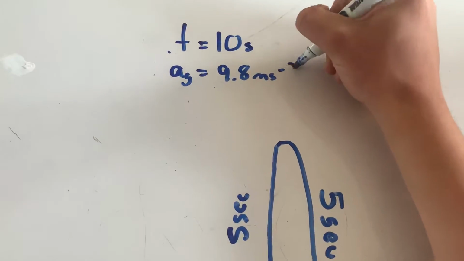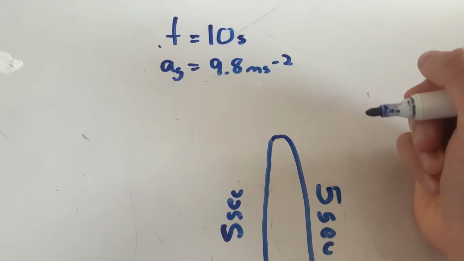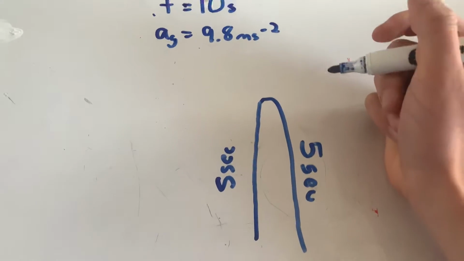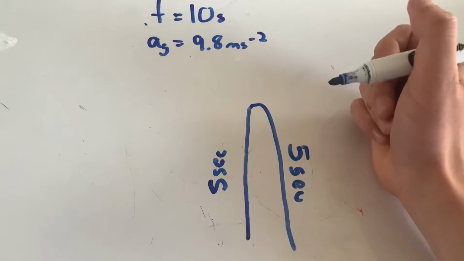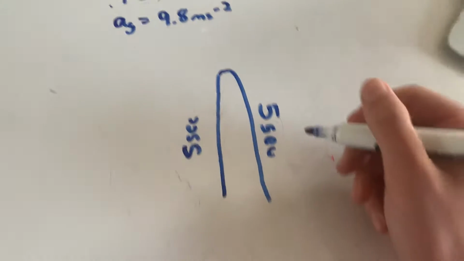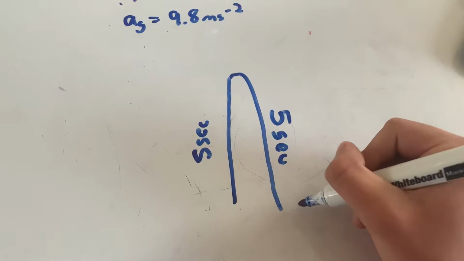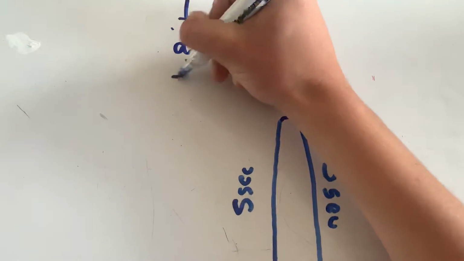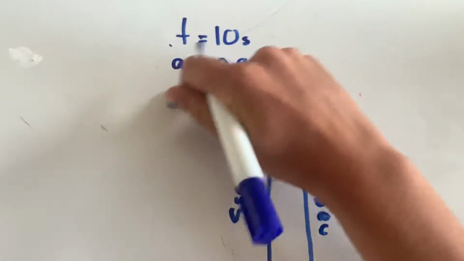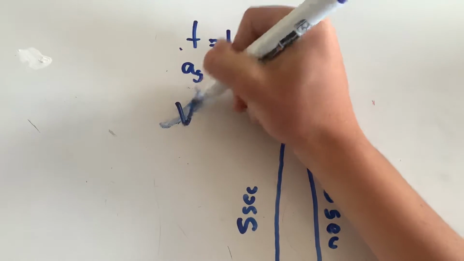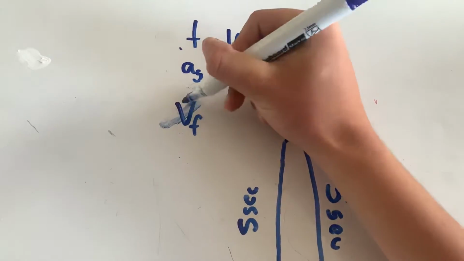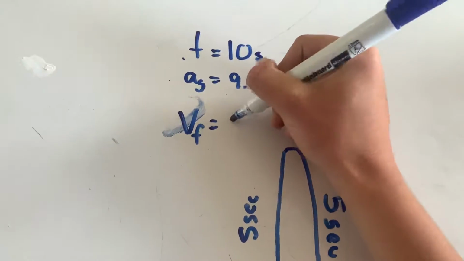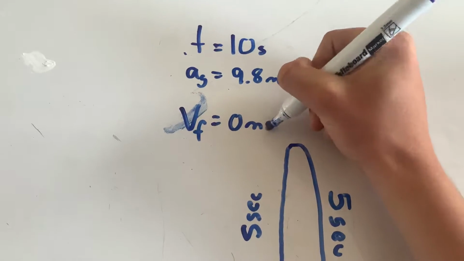second squared, negative. And then the last variable that we know is the final velocity. The final velocity is just the velocity of the potato when it's on the ground. So that would be 0, of course. VF, so that stands for final velocity, is equal to 0 meters per second.